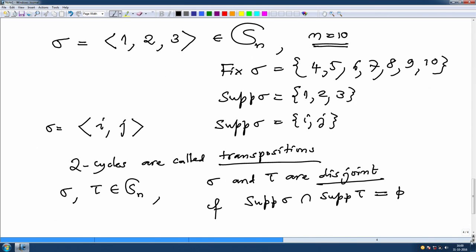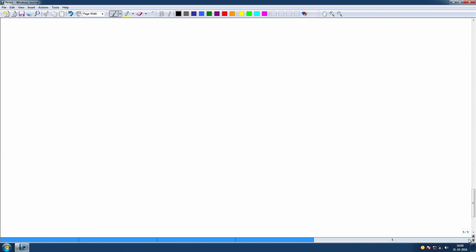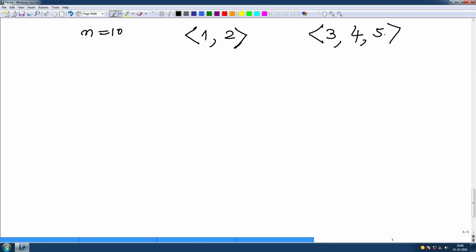For example, if I take n equal to 10, and suppose I take 2 cycles, (1 2) and the other is a 3-cycle (3 4 5). This is sigma, this is tau. Then the support here is {1, 2}, support here is {3, 4, 5}. They do not have anything in common, therefore sigma and tau are disjoint.